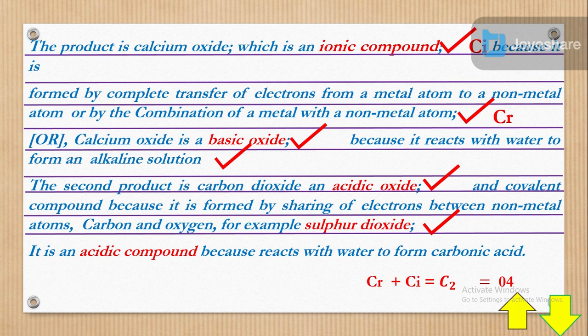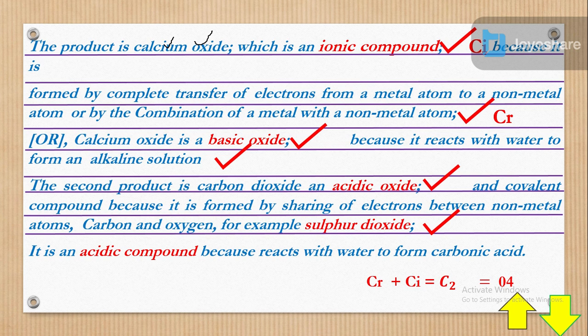Let's see. So we have that the product is calcium oxide. Of course, we have identified that. We must talk about that. The product is calcium oxide, which is an ionic compound. So you have identified the category. Ionic compound means, when you look at calcium oxide, calcium is a metal and oxygen is a non-metal. So that one is an ionic compound. So that we put there, the category has been identified.